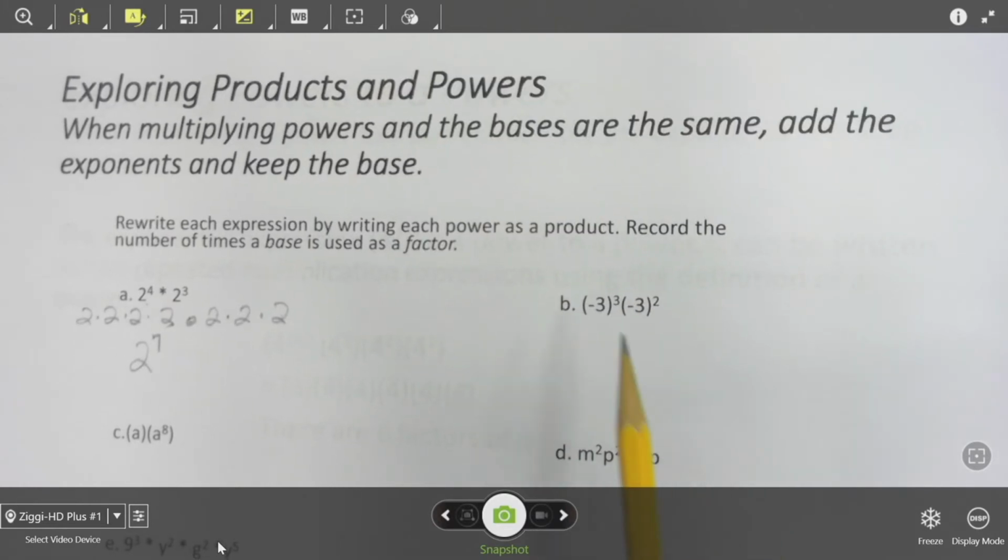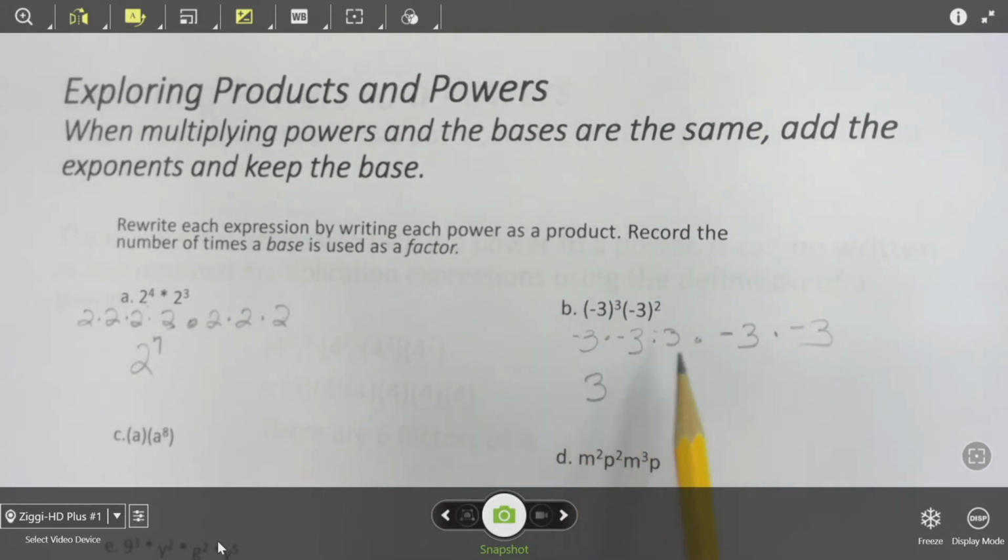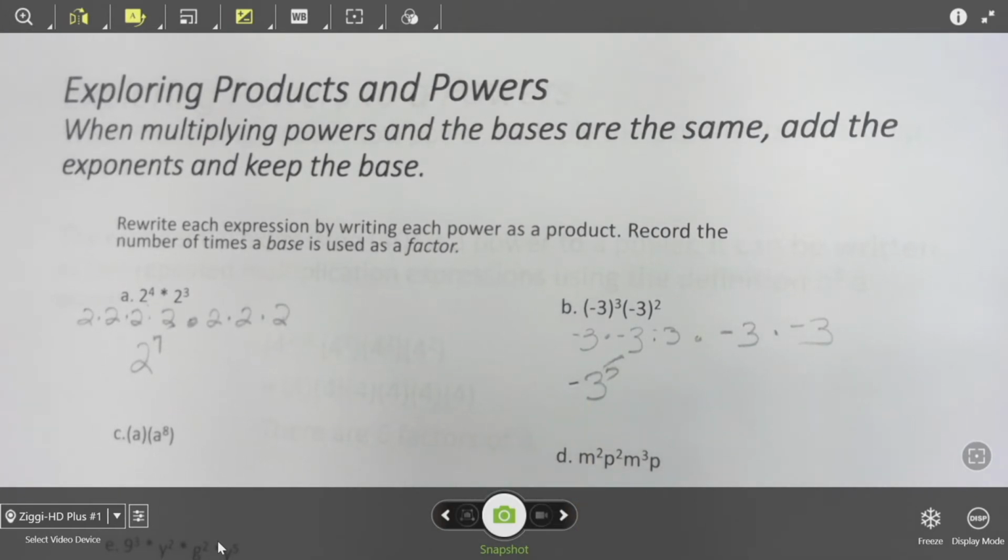Let's try B. -3 times -3 times -3 times -3 times -3. -3 is our base, and it's written 1, 2, 3, 4, 5 times. So -3 raised to the third power times -3 raised to the second power is the same thing as -3 to the fifth power. Okay? Now you try C, D, and E, and we'll come back. So pause the video.